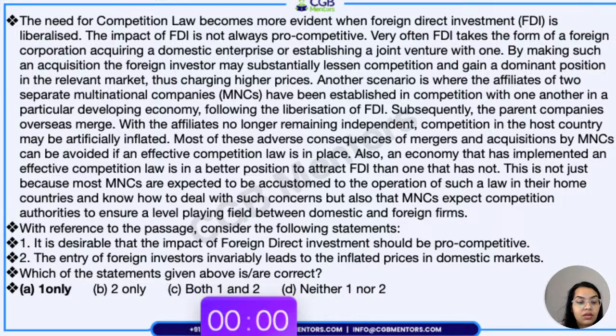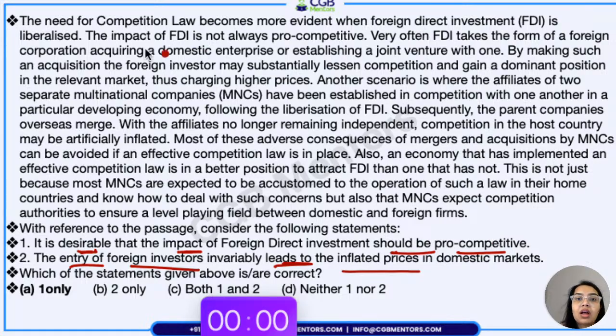Answer to this one? Only the first? Okay. So you have to again cross check which is correct, with reference to the passage. So it is desirable that the impact of FDI should be pro competitive. The entry of foreign investors leads to inflated price in domestic market. So one is related to price, another is related to competitive thing.